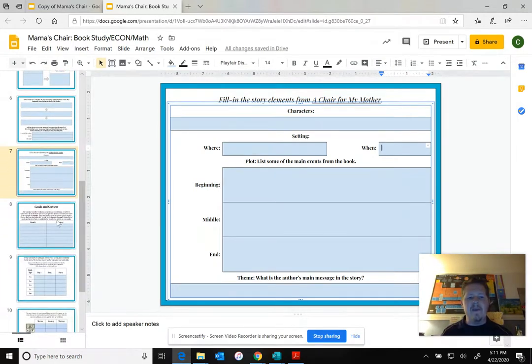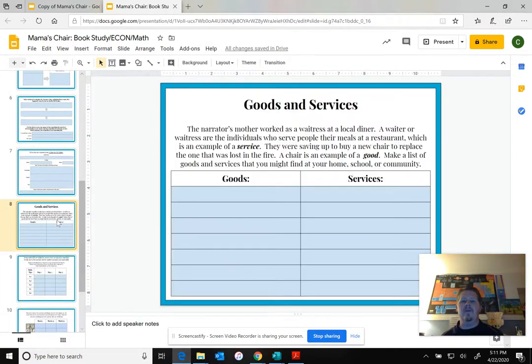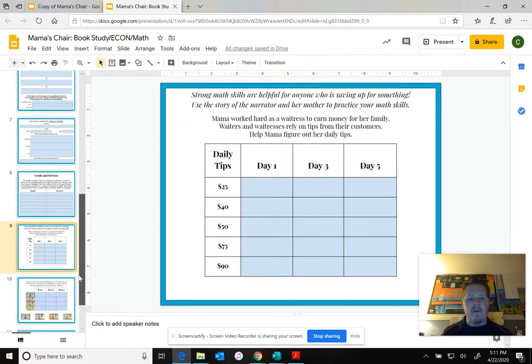There is an economics activity where it talks about goods and services. And so this is an explanation about what those are. So you can look through that. And then there are some math questions.